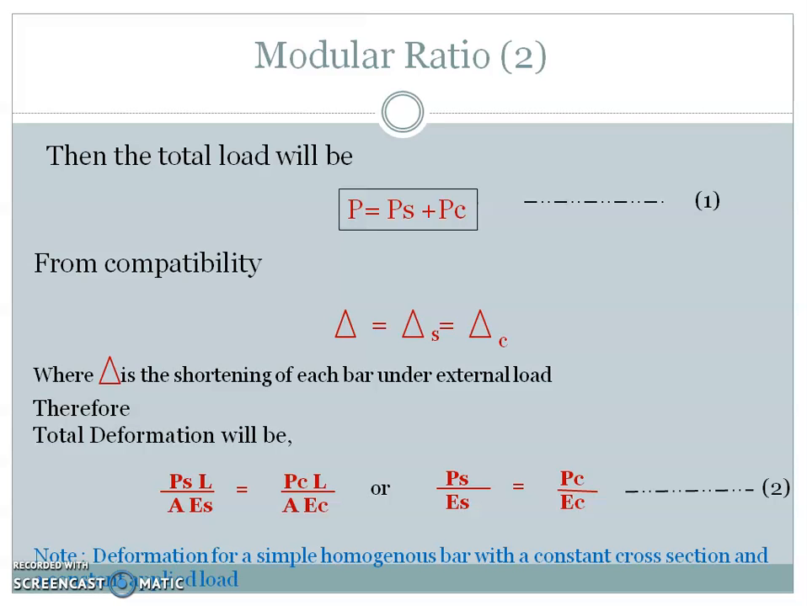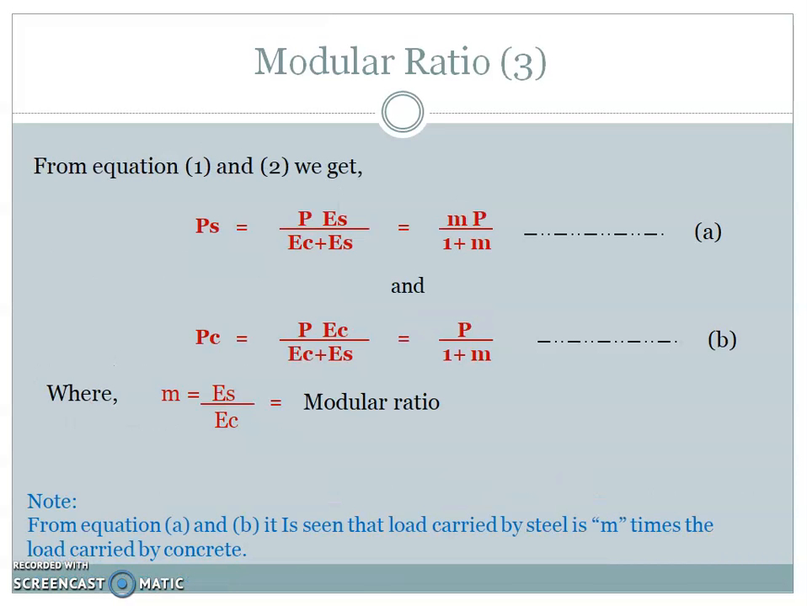A small note: this deformation equation is for a simple homogeneous bar with a constant cross section and a constant applied load. Here the cross section is constant, that is A, and the applied load is also constant. In this case only can we consider this particular equation. So from equations 1 and 2 we get PS is equal to P into ES upon EC plus ES, and PC is equal to P into EC upon EC plus ES.